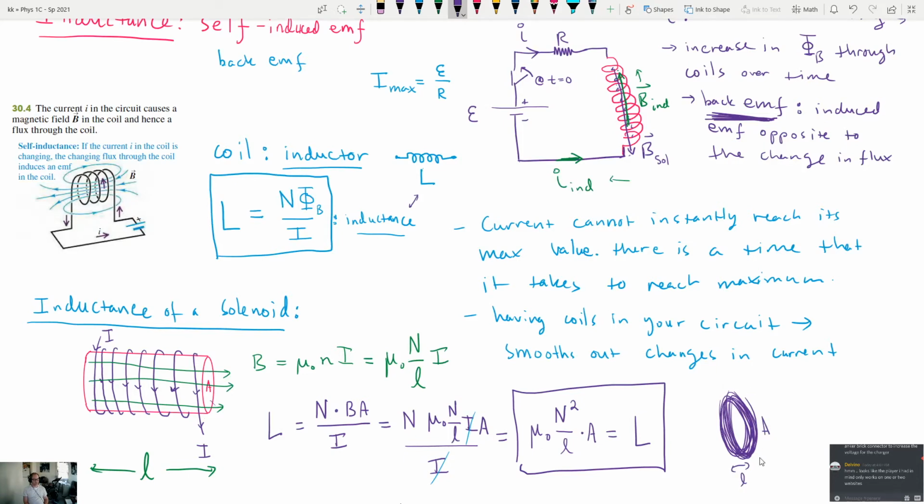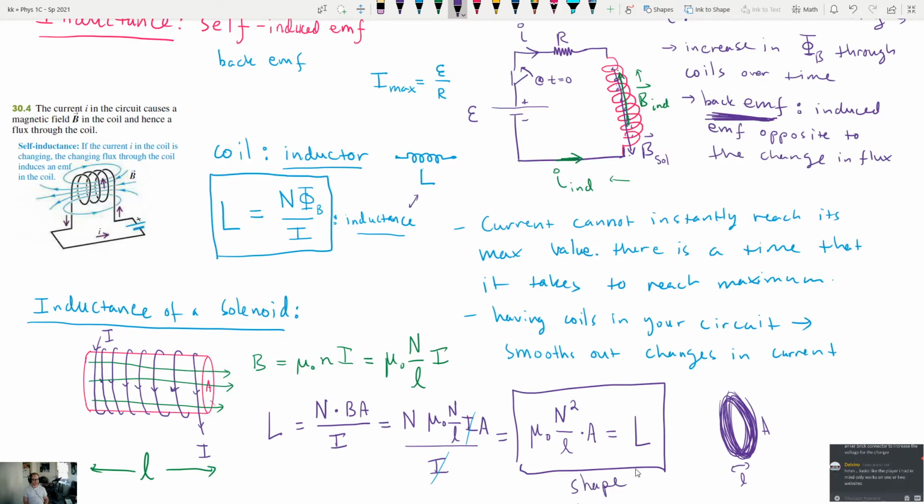And then you just want to wrap as many turns as you possibly can, right? Because it's N squared. So if you can get 1,000 turns in here, it's going to be 1,000 squared. That's going to affect it. Okay, but notice what's not in here. There's nothing about magnetic fields, right? There's nothing about current. There's nothing about electric fields, charges, velocities, nothing like that. It's just the shape.